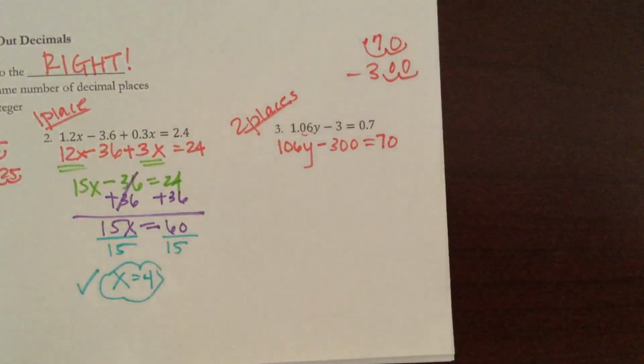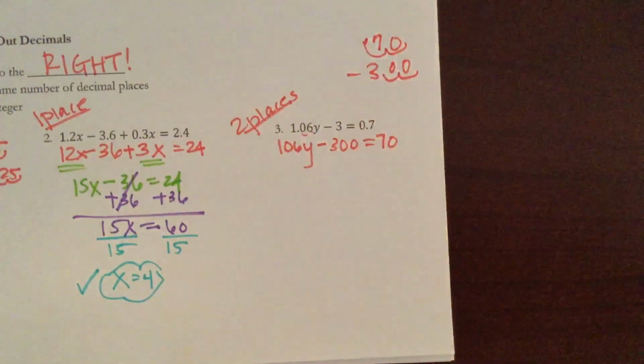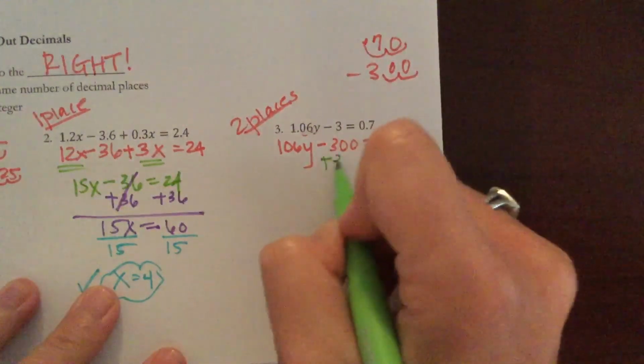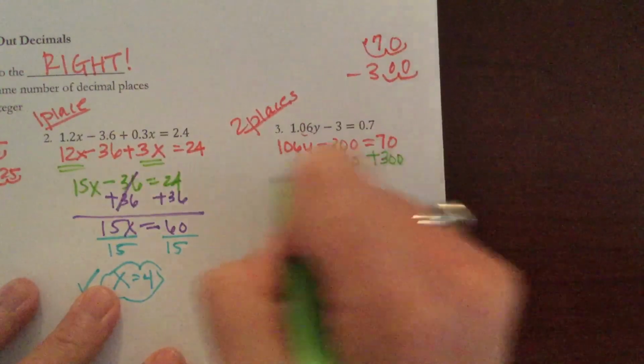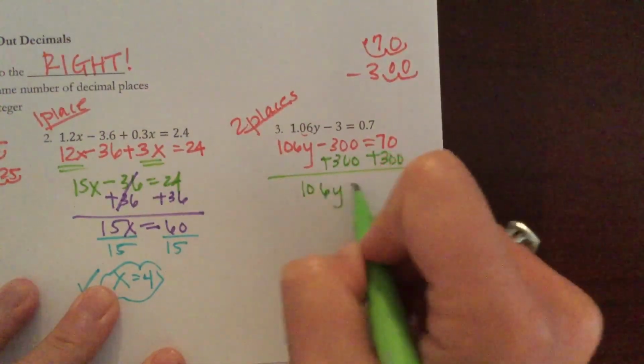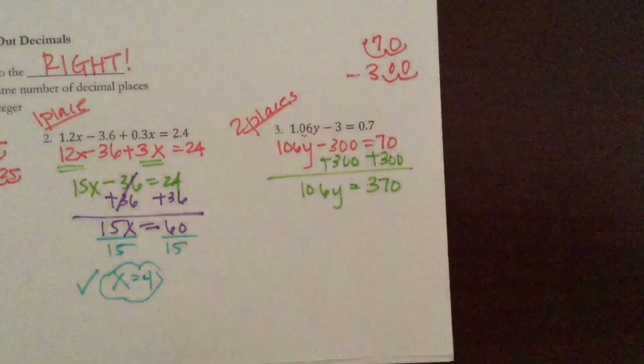Now that my fractions or decimals are removed, I will combine any like terms, which we don't have here. Then we will move over anything that needs to be moved by addition or subtraction. So we're going to add our 300. So 106y is equal to 370.